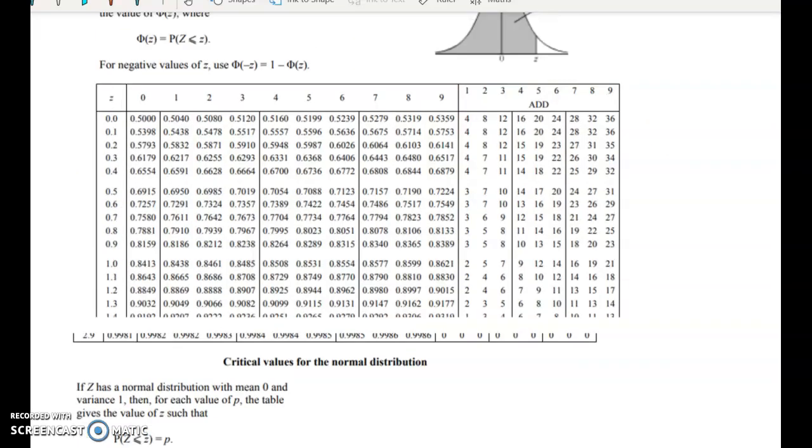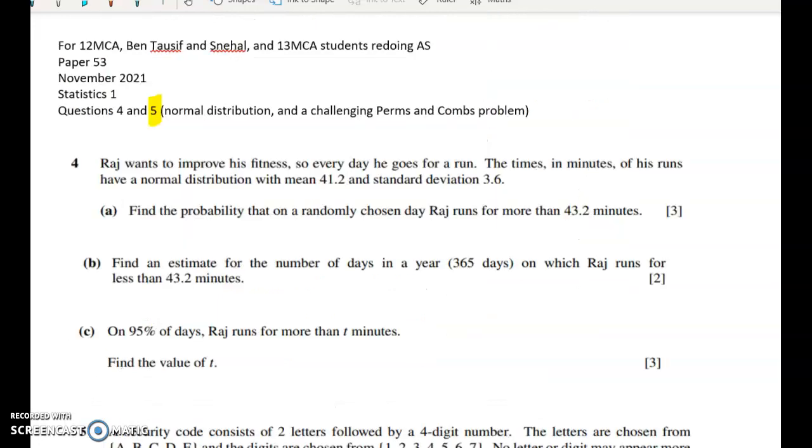I've got the normal table chucked in here so that you can practice using that. Raj wants to improve his fitness. Sounds like a good idea. So every day he goes for a run. And the times in minutes of his runs have a normal distribution with a mean of 41.2 minutes and a standard deviation of 3.6. And we have to figure out the probability that on a random day he runs for more than 43.2 minutes. So this is a classic and pretty straightforward normal distribution question.